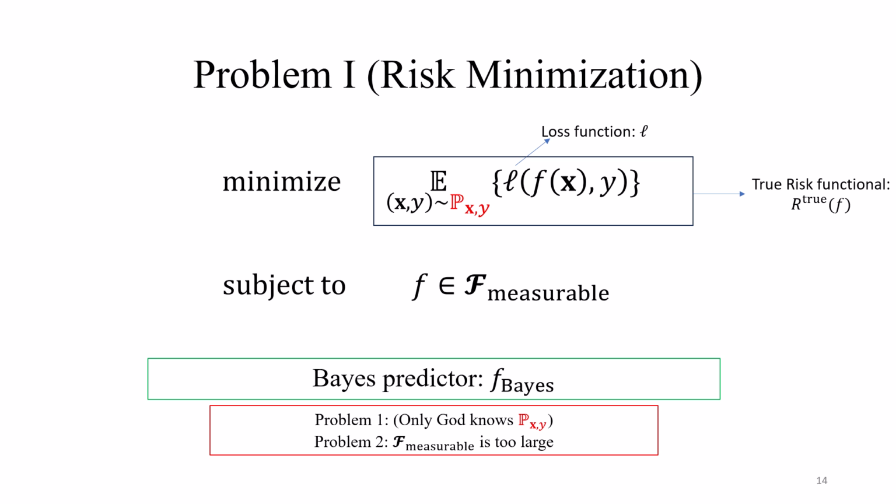Which leads us to the first problem of interest, that is risk minimization. Here we are searching for a measurable function that yields the lowest expected loss with respect to the joint probability measure P sub xy. Some people might call this the Bayes predictor. The main issue with this problem is that we do not know what the probability measure is beforehand, and also searching in the space of all measurable functions is way too complicated.